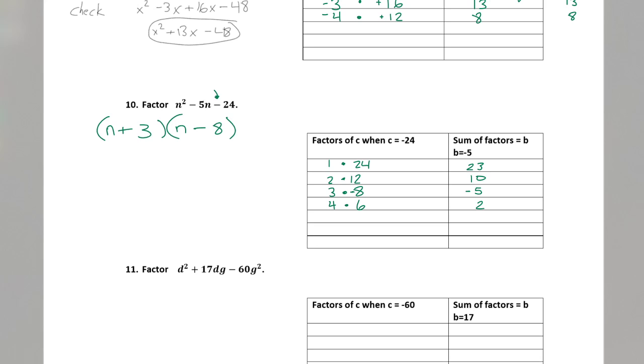Just to check, we're going to multiply, so n times n is n squared, n times negative 8 is negative 8n, 3 times n is 3n, 3 times negative 8 is negative 24. Simplify, and we get n squared minus 5n minus 24. Does it match up? It does, so we're good.